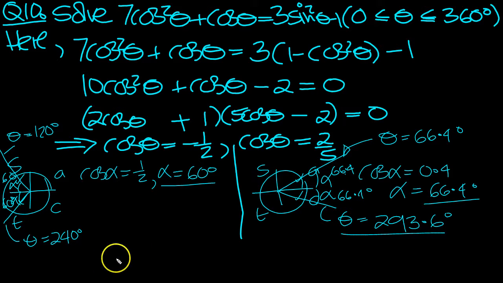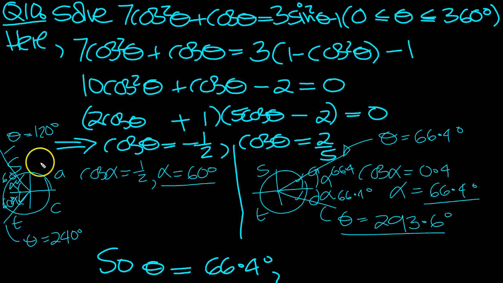So we can summarize our answers now then. And we've avoided making any silly mistakes by double checking. So, theta equals 66.4. Next one was 120. Then it was 240. And lastly it was 293.6.